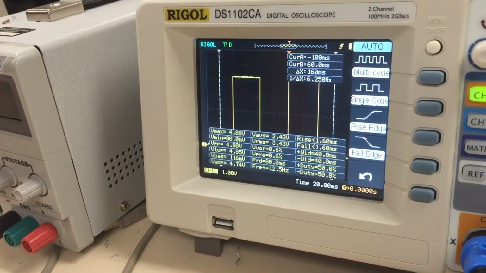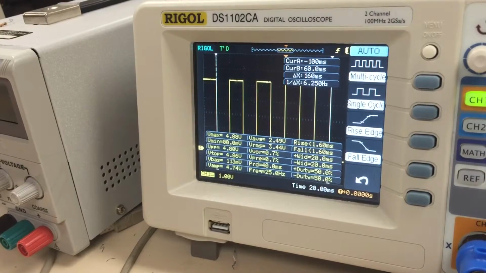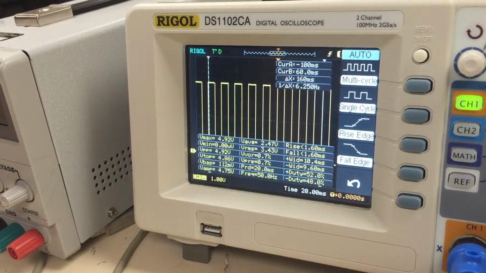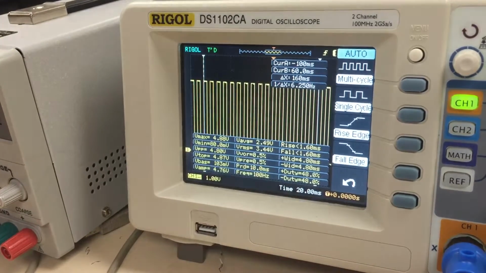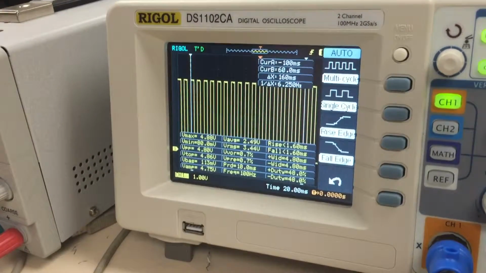And as we go back through, at 20 milliseconds per step we have a 40 millisecond period, at 10 milliseconds per step we have a 20 millisecond period, and at 5 milliseconds per step we have a 10 millisecond period. So that verifies all of our calculations and that it is stepping the way we want it to.